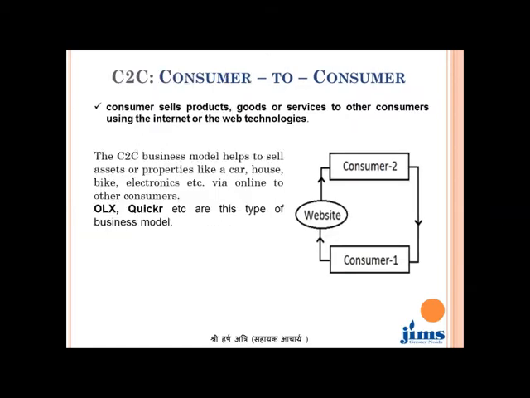Second is consumer to consumer. A consumer sells products, goods and services to other consumers using the internet or web technologies. A very simple example again is OLX and Quikr. Like you want to sell your car or any home goods through OLX and Quikr, which are third party websites. So you are also a consumer and you are selling your product to a consumer. This is called consumer to consumer.